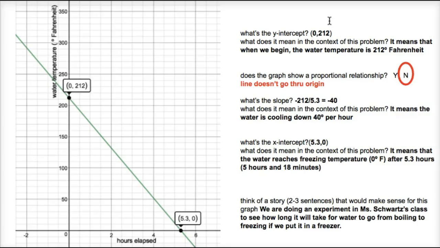0.3 hours is not 30 minutes. 0.3 hours is 18 minutes, because it's 0.3 times 60 minutes. That would be 18 minutes.